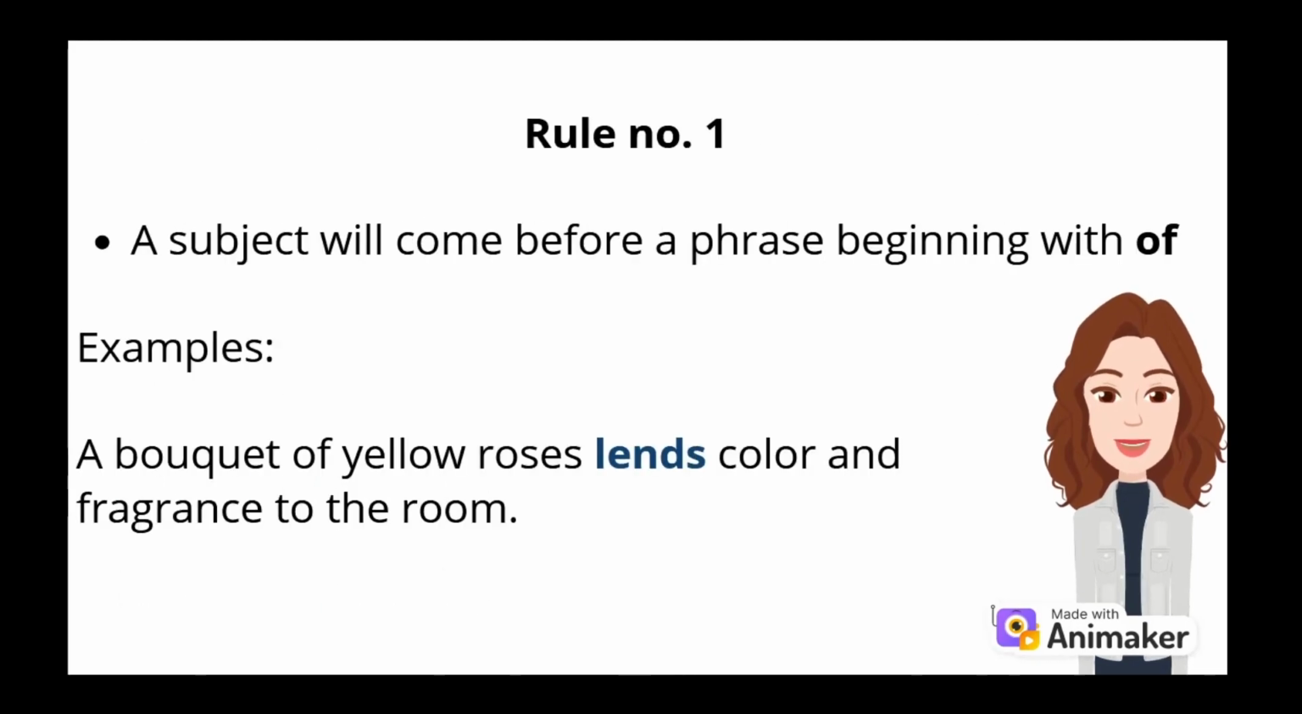Now let's get to know some of the rules of subject-verb agreement. The first rule is: a subject will come before a phrase beginning with "of." Let's read the example first. "A bouquet of yellow roses lends color and fragrance to the room." Here, the phrase beginning with "of" is "yellow roses," but this is not the subject. The subject is "a bouquet" because it precedes the phrase beginning with "of." And as the subject, "a bouquet," is singular, the verb will be singular too. So the verb here is "lends."